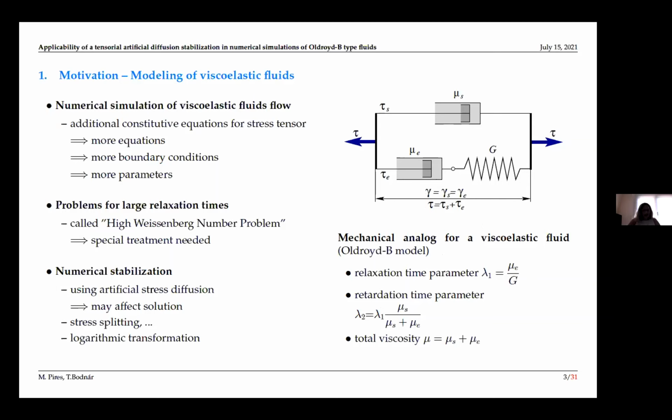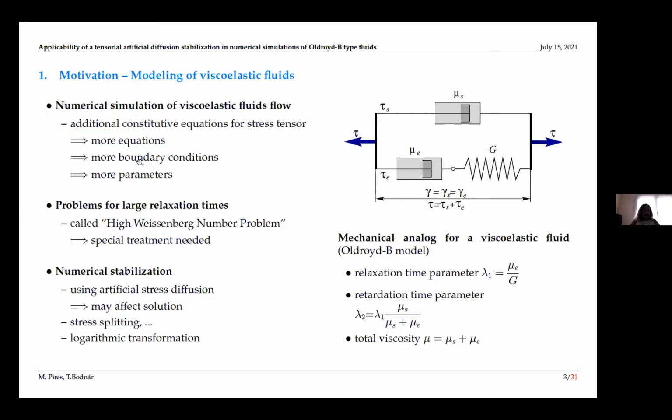This indicates the response time of the fluid to an instantaneous application of a constant tension. This is linearly related to the relaxation time by a constant of proportionality given by the ratio between the solvent viscosity, represented by the other dashpot, and the total viscosity. Here we can see also the effects of the extra stress tensor. Due to the memory of viscoelastic fluids, the fluid remembers its past deformation history. Extra information is required at the inflow boundaries to provide information about what happened before the fluid entered the domain.